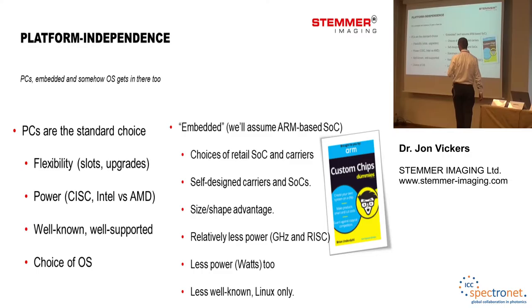PCs also give you the power. They give you the most processing power. That means not just i3, i5, i7, but it means you can go to multiple processors quite easily. When I started out in this industry, we were using multiprocessor Apple workstations, Mac workstations. But PCs are well known, they're well supported. You also have a choice of operating systems, so Windows and Linux are the only two to talk about, really.